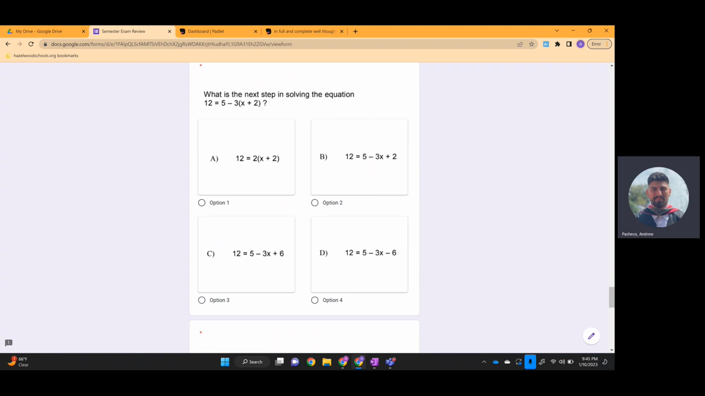You have part C, which distributes to both terms, -3 times x, which is -3x, -3 times 2. It's not +6, it would actually be -6 because -3 times +2 would be -6. So our answer should be option 4. We should distribute and get -3x minus 6.